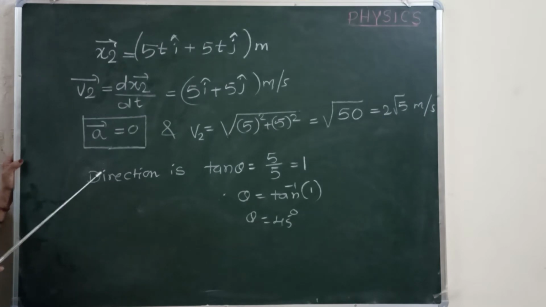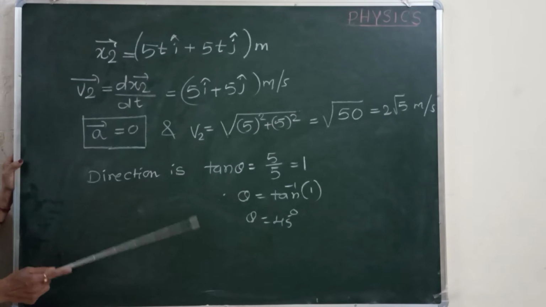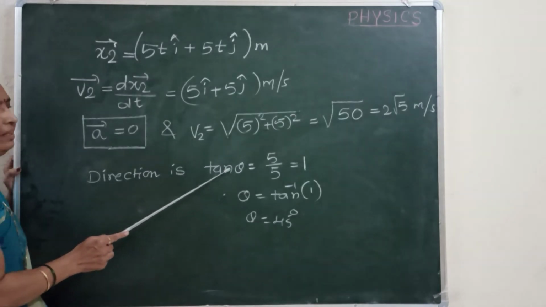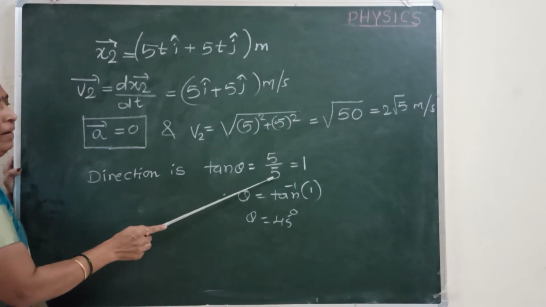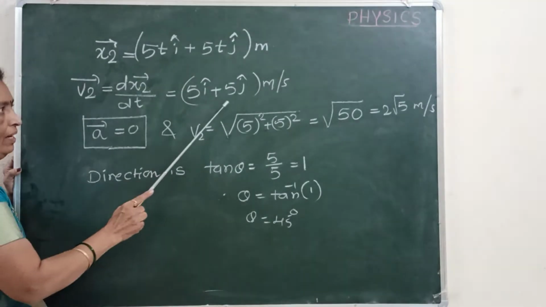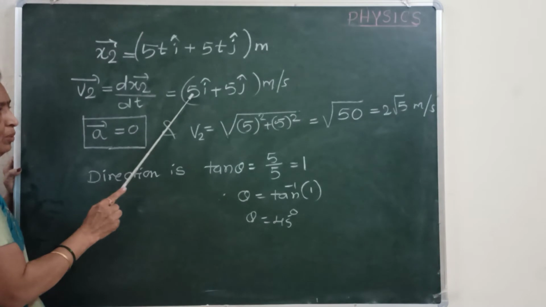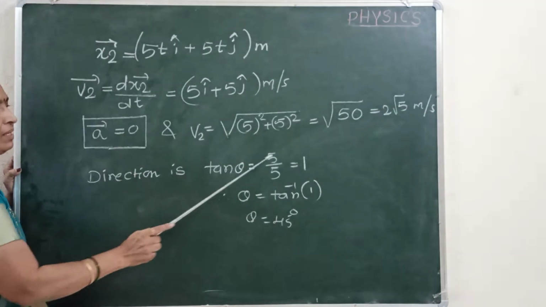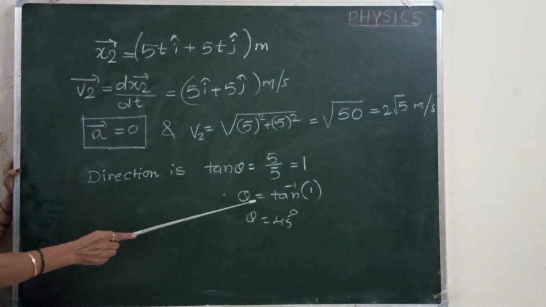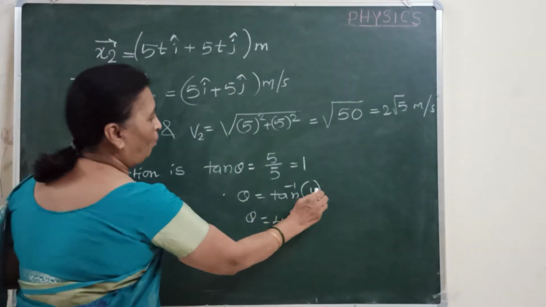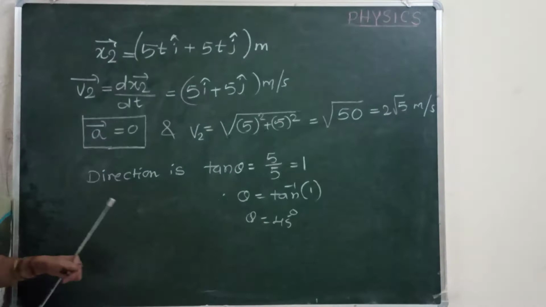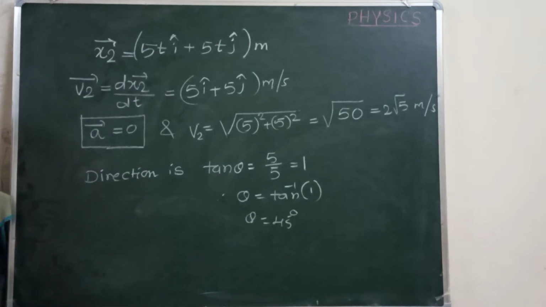If you have to find the direction of that velocity, you know direction is given by which formula? Tan theta is equal to y component of that vector divided by its x component. So y component is 5, x component is again 5. So tan theta is equal to 1. So theta is equal to tan inverse of 1. So theta comes to be 45 degree.